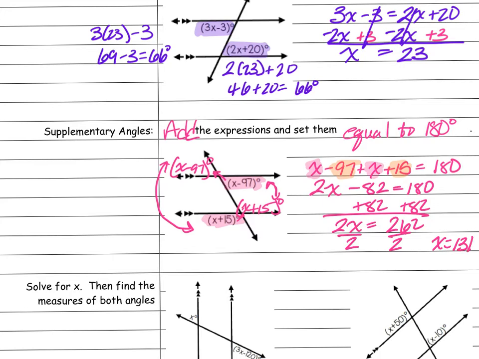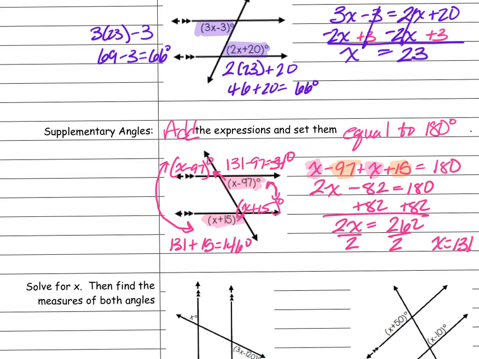So then we can see if that is right here. 131 plus 15 is going to be equal to 146 degrees. And then this one is 131 minus 97. 131 minus 97 should be 34 degrees.